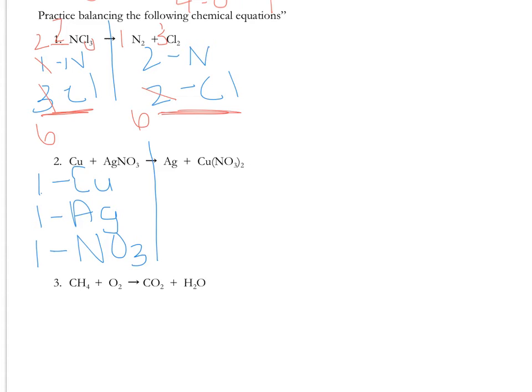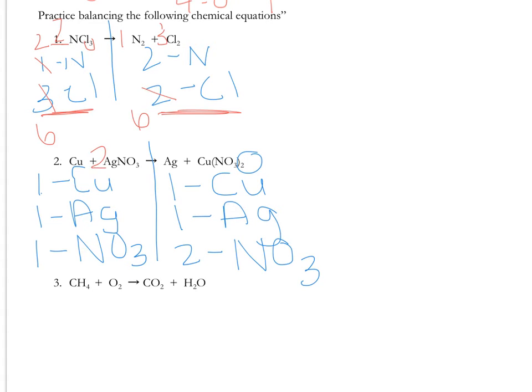Okay, on the right-hand side then, if I go in the same order, I once again have one copper, I have one silver, and with this 2 here, I now have 2 NO3s. Okay, so when I look at this, I can see so far my coppers are balanced, my silvers are balanced, the nitrates are the only thing. I have 1 on the left, 2 on the right, so my best bet is to add a coefficient of 2 on the right-hand side.